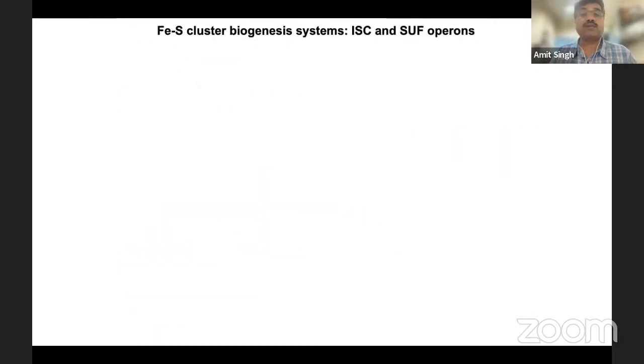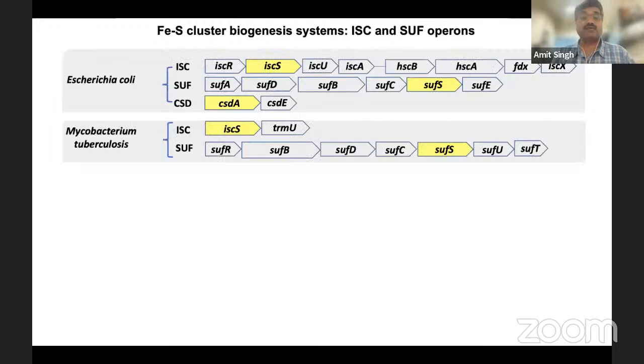So some of the common iron sulfur cluster biogenesis pathways in a bacterial system, because we are going to talk about mycobacteria, so I'm going to focus my talk on bacteria. But these iron sulfur cluster biogenesis mechanisms are also present in humans and mammalian systems and yeast. And more or less, their functionality remains the same. Some of the components change.